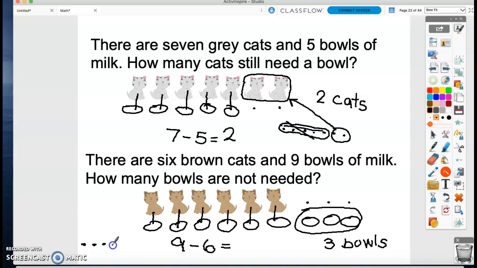1, 2, 3, 4, 5, 6, 7, 8, 9. And I'm going to take away 6. So I know that if I take 3 on the top and 3 on the bottom, that's 6. And I notice that I have 1, 2, 3 extras. So 9 minus 6 really is 3, and that answer matches my picture over here too.